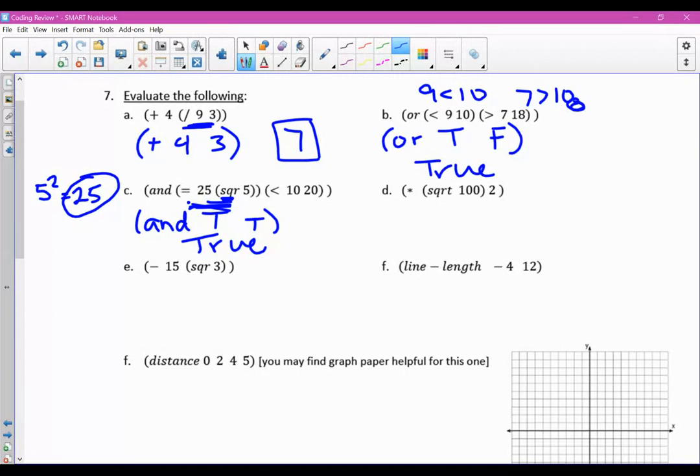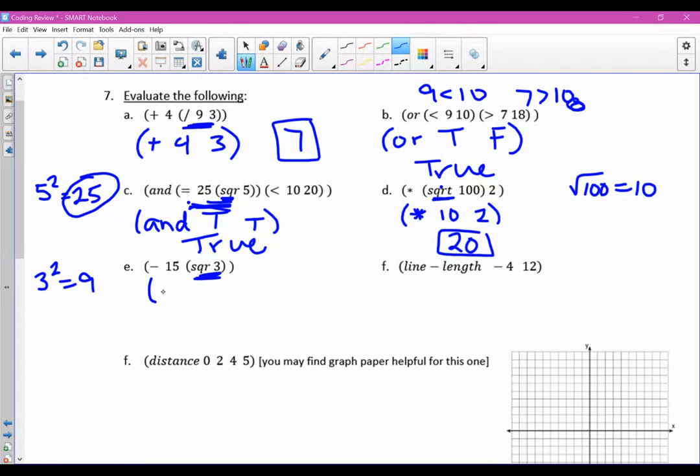Letter D, square root, SQRT, square root. So the square root of 100 is equal to 10. So we're going to use 10 here. So this is really times 10, 2. So 10 times 2 is 20. Right? Square of 3, so 3 squared equals 9. So this is minus 15, 9. So we have 15 minus 9, which gives me 6.